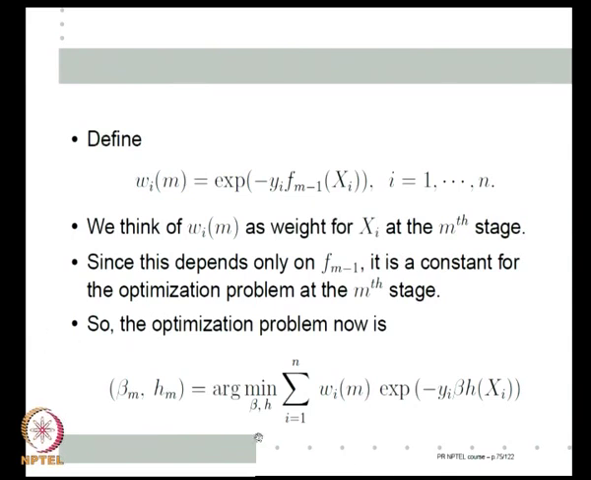Then at the mth stage, I want to add the mth component. The mth component in our model is represented as beta_m into h_m(x). So, my empirical risk for the model will be some weight, unspecified at this point because that depends on the f_{m-1} part of the model, into exponential minus y_i beta h(x_i), summed over i equal to 1 to n to get me the empirical risk, and this is minimized over beta and h. The minimizing beta and h happen to be my mth component.